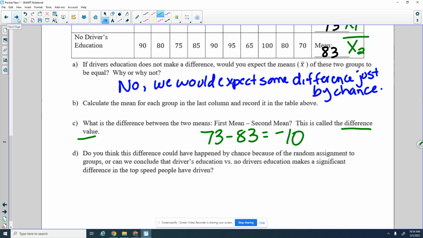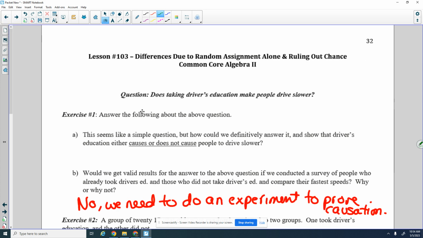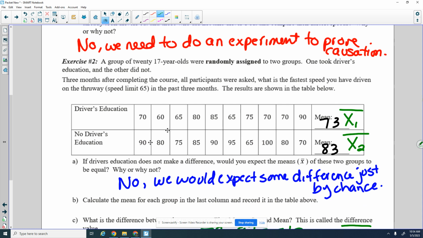So going to the next page, we're going to start to investigate how we can answer this question definitively. We're going to see what happens when we take the 20 data values, mix them, and divide them randomly into two new groups. So I will be taking these 20 values, shaking them up, kind of like in a baggie, you can imagine, and then splitting them up into two new groups of 10, two completely random groups that have nothing to do with whether or not they were in driver's ed.